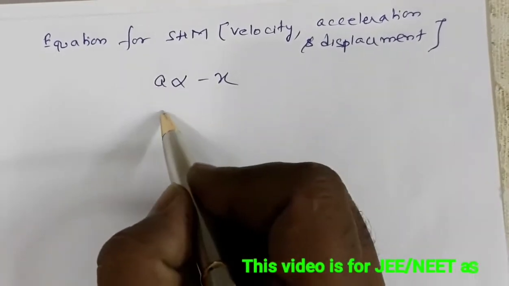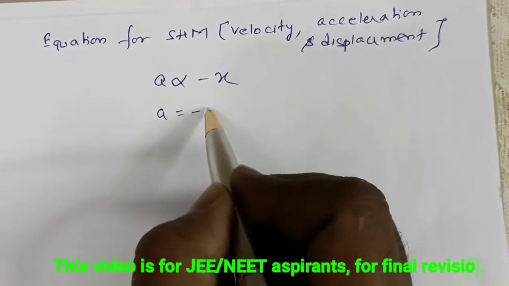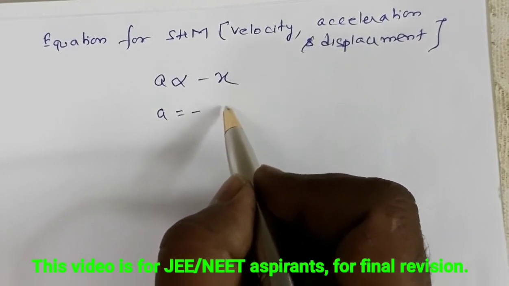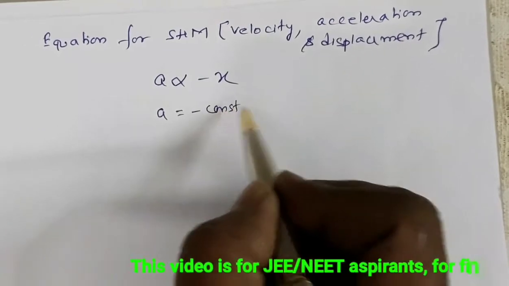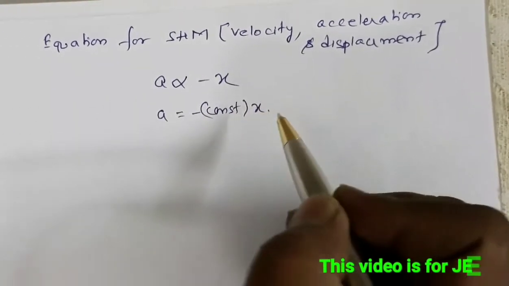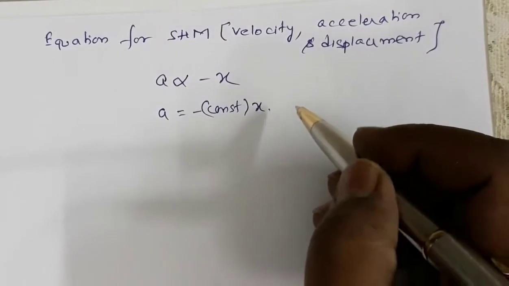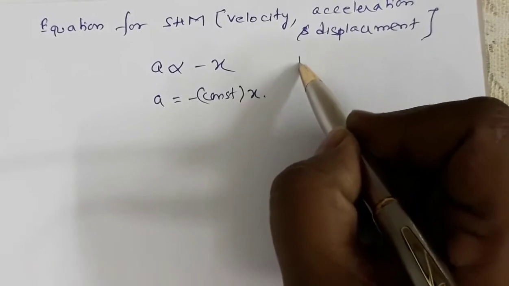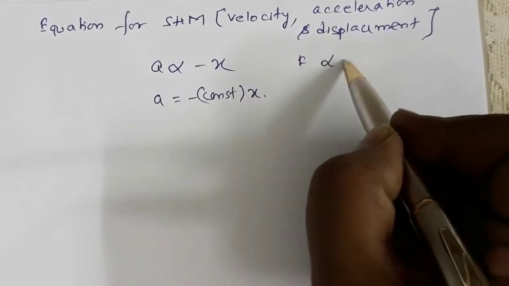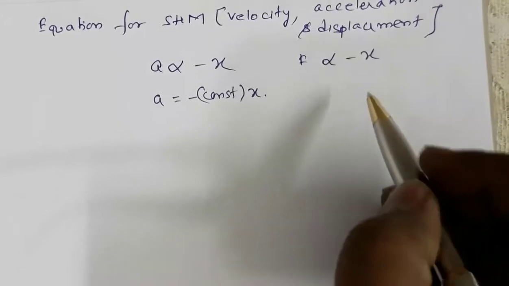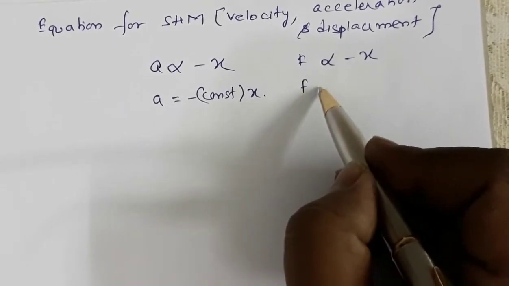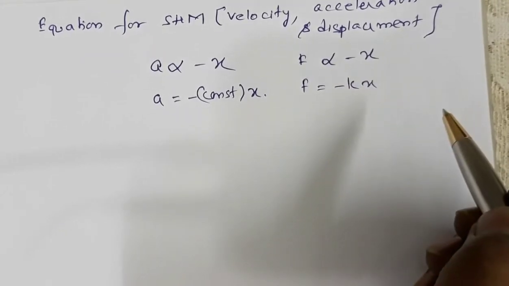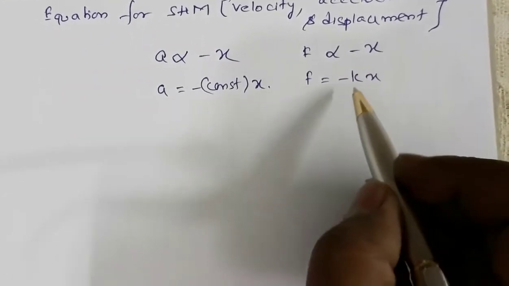So a is equal to minus some constant into x. This is the basic condition for SHM. Now in terms of force, I can write this as force is proportional to minus x, or F is equal to minus kx. So a is proportional to minus x, and k is the proportionality constant.